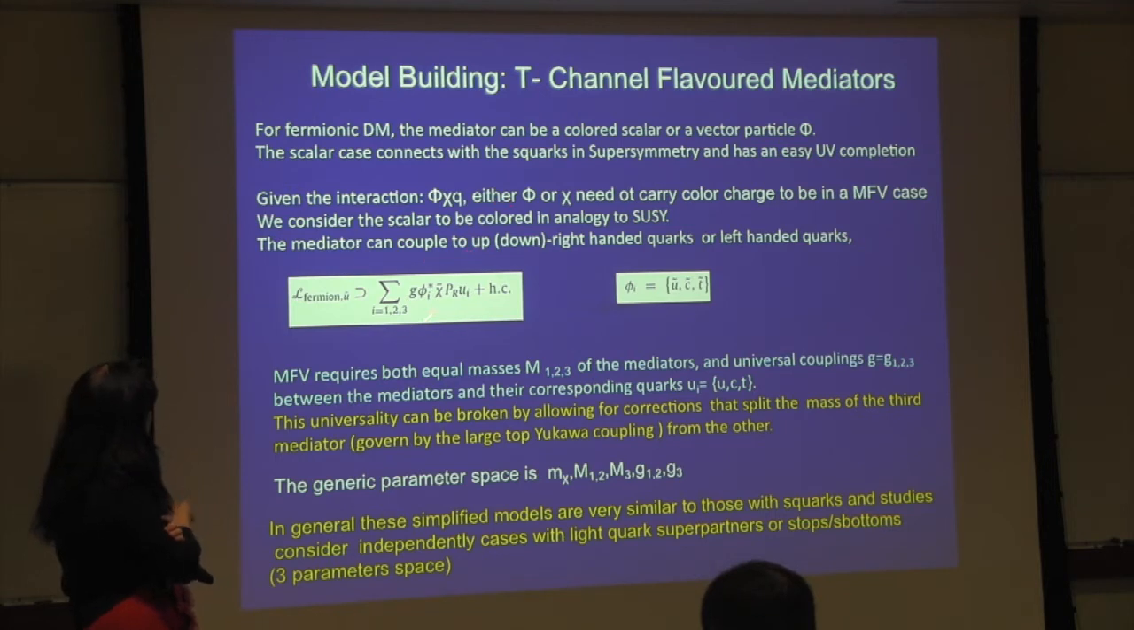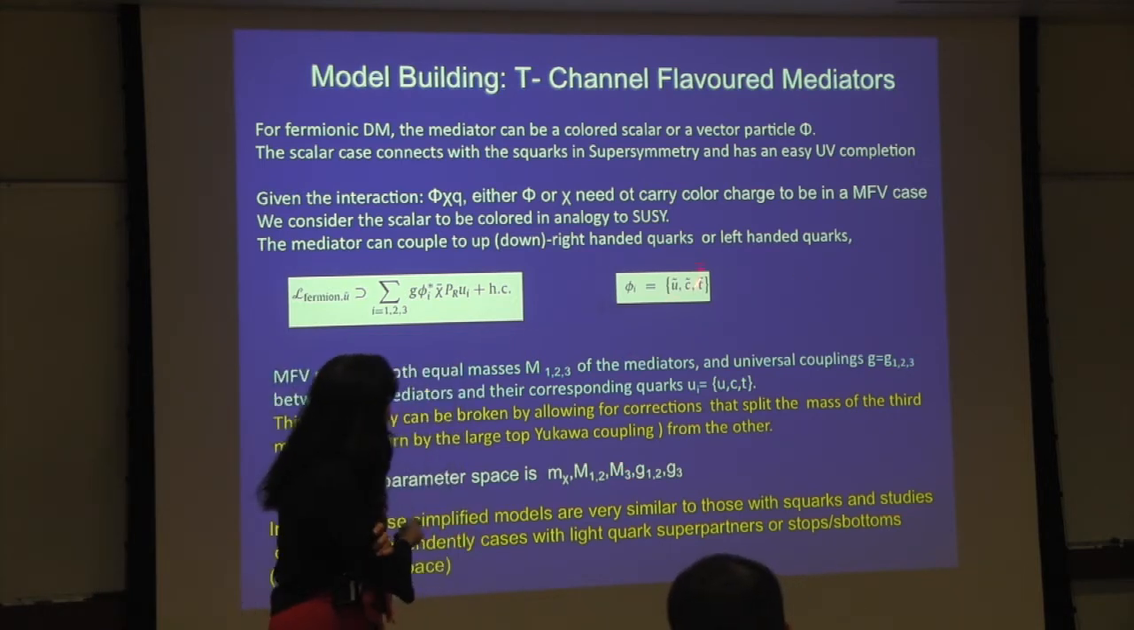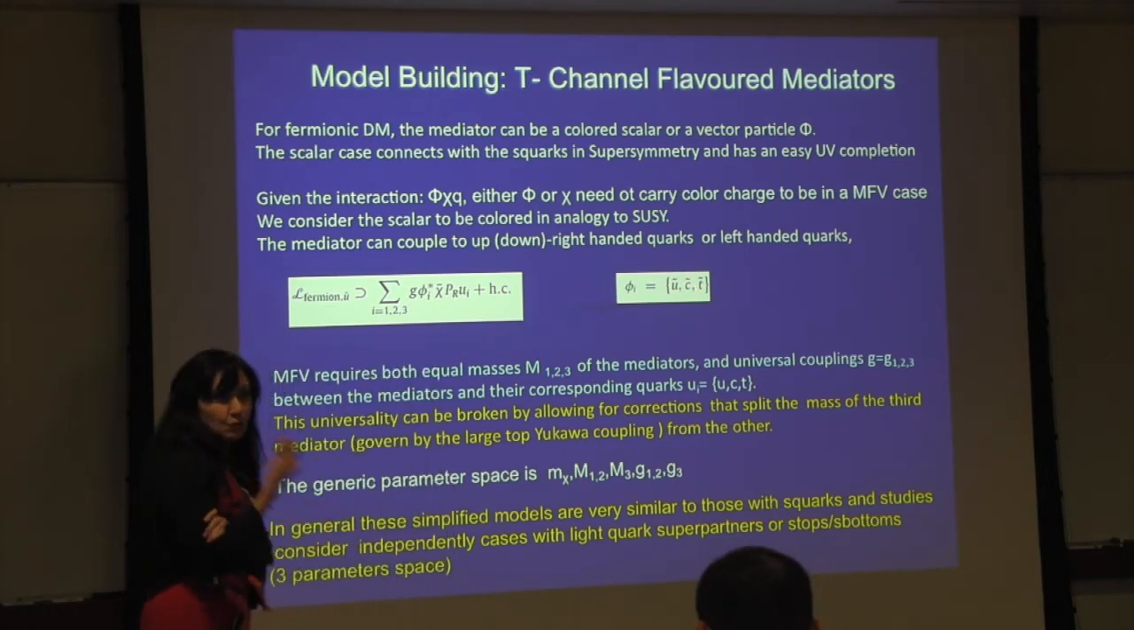So we can look, for example, at a case where the mediator couples only to the up-type quarks or the down quarks, or you can do whatever you want. But let's say that we consider a case where the mediator is just the up, charm and stop of supersymmetry. So one can have masses of the mediator, and if we think supersymmetry, the stops and the first and second generation squarks have very different masses because of the way you break supersymmetry.